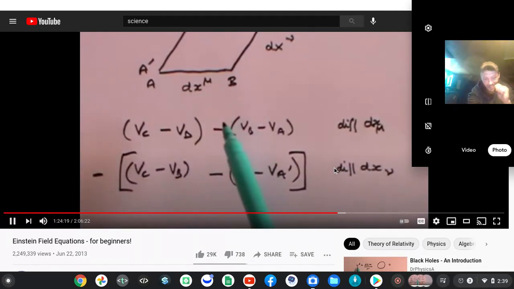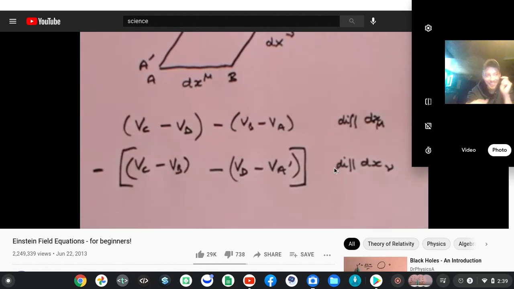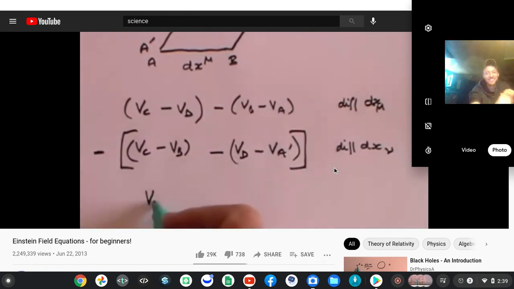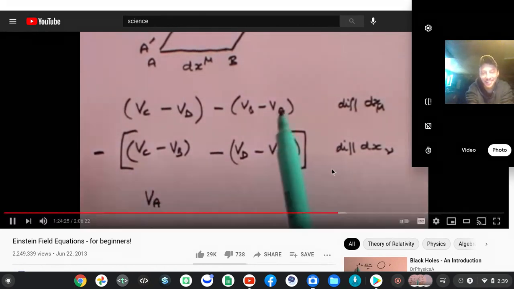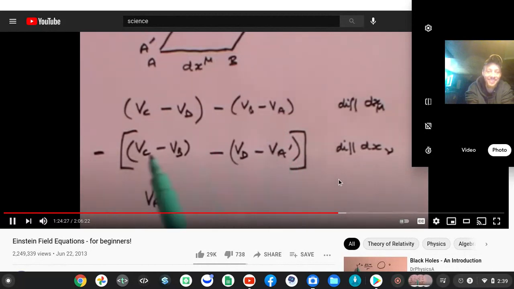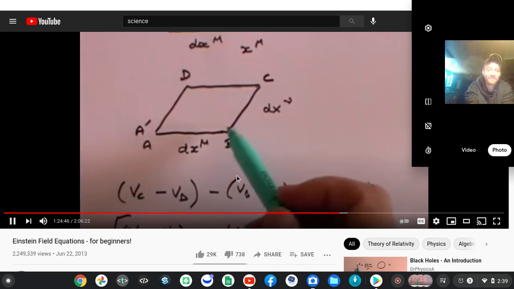What about VA? We've got a minus minus, so that becomes a plus. So we've got VA, and then for VA prime we've got a minus, minus, minus. So three minuses make a minus, so that becomes minus VA prime. And that's the difference of differences. That's going to be the change in the vector as it is parallel transported around that parallelogram.